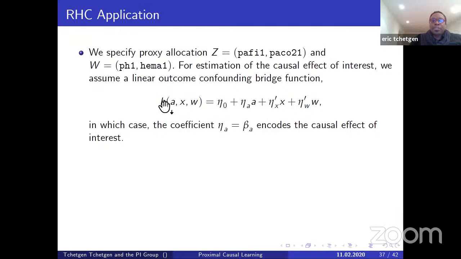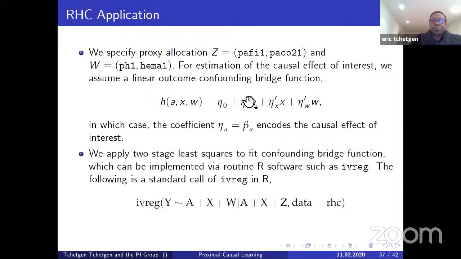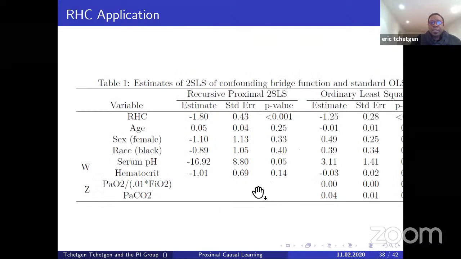So for estimation, we use a linear model, and then we apply two-stage least squares using ivreg in R, where, as I said, you have 3 variables. A is playing the role of a covariate, W plays the role of the endogenous variable, and X is also a covariate. Z is the IV for W. We run that. So here are the results.